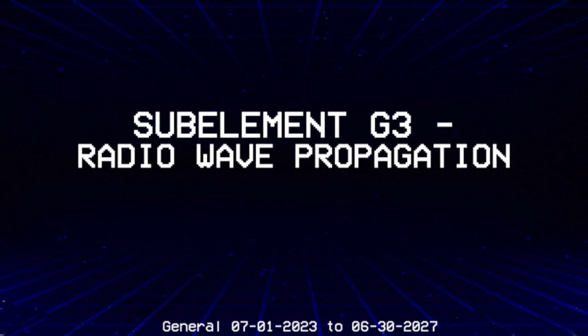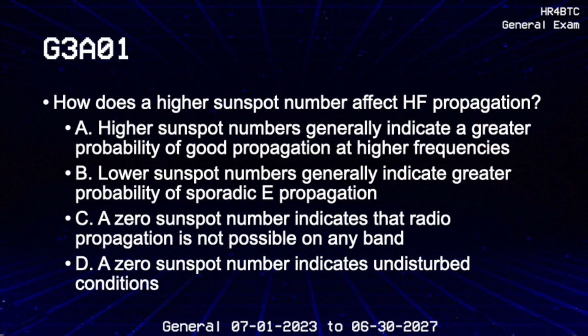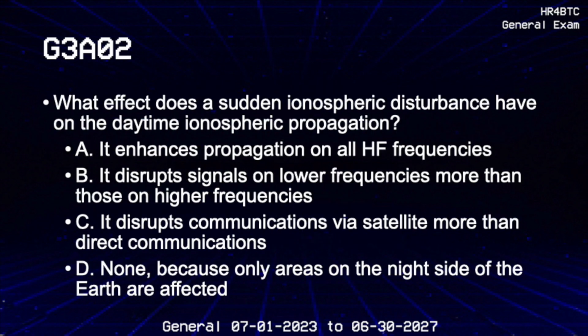Subelement G3, radio wave propagation. How does a higher sunspot number affect HF propagation? Higher sunspot numbers generally indicate a greater probability of good propagation at higher frequencies. What effect does a sudden ionospheric disturbance have on the daytime ionospheric propagation? It disrupts signals on lower frequencies more than those on higher frequencies.